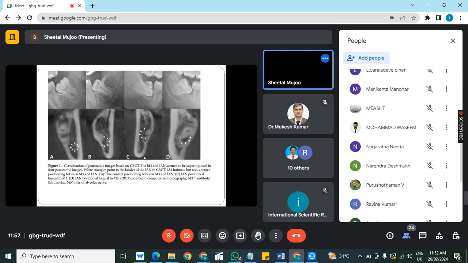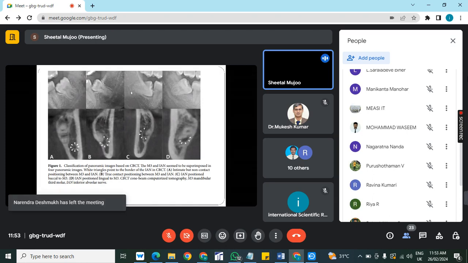You can see in this image how the third molar is classified with respect to the inferior alveolar nerve. In the first figure, the third molar and inferior alveolar nerve seem to be superimposed. But when we used our intelligent system, we can see an intimate but non-contact positioning between the third molar and inferior alveolar canal. Here is true contact positioning between the third molar and inferior alveolar nerve, where the nerve is buckled against the third molar.